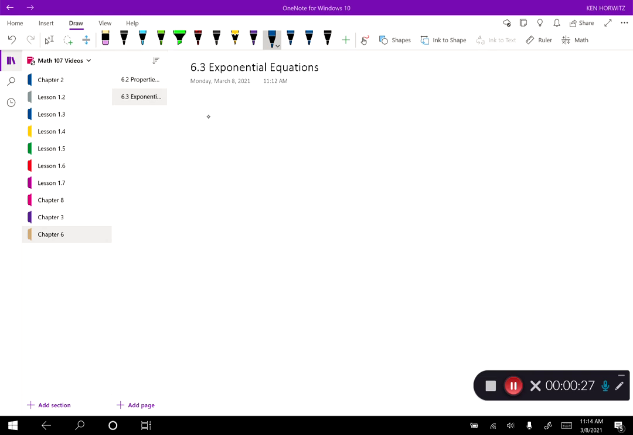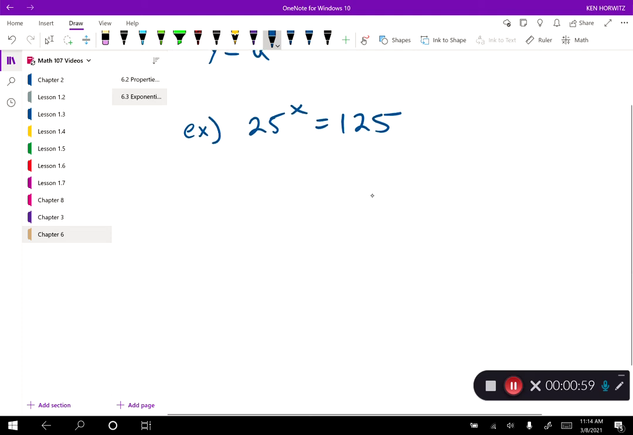So if we have something in the form, let's say, y equals a to the x power, where x is a variable, that would be an exponential equation. So here's my first example. I have 25 to the x power equals 125. Now this falls under the exponential equations banner because my variable is in my exponent.